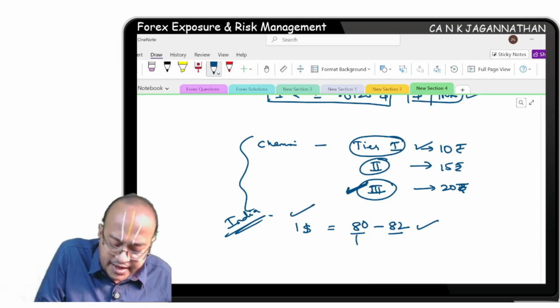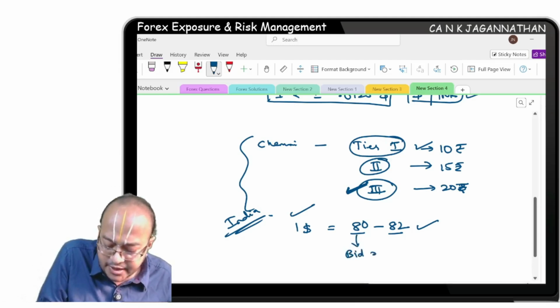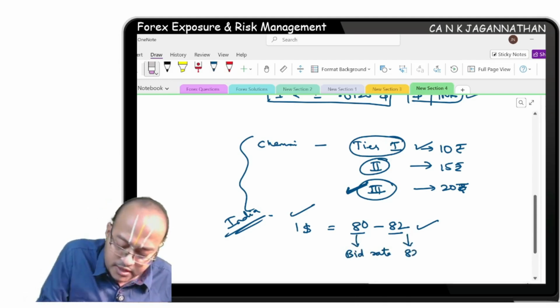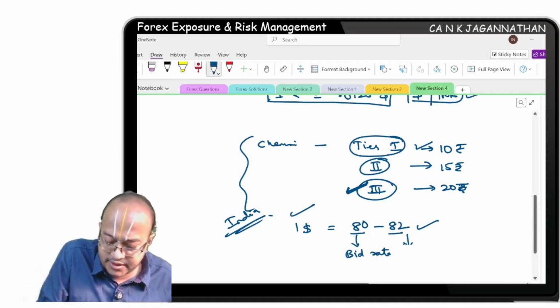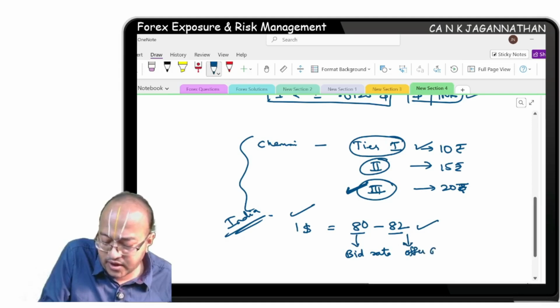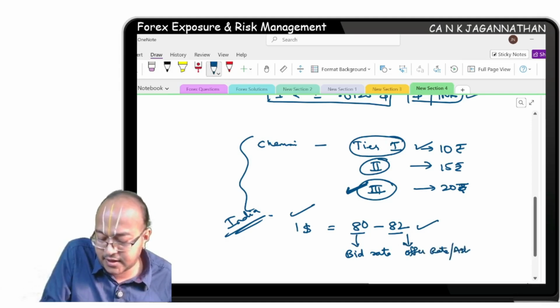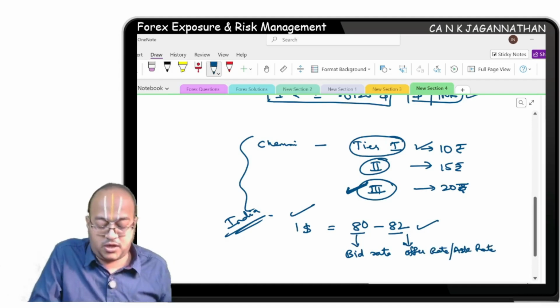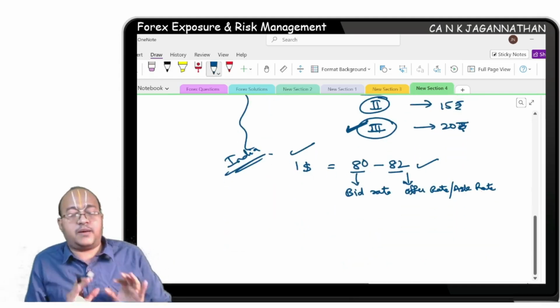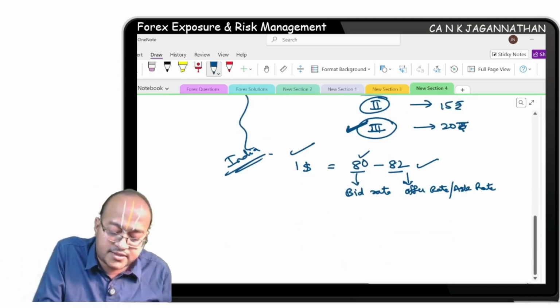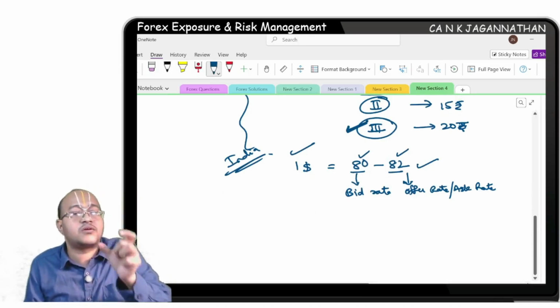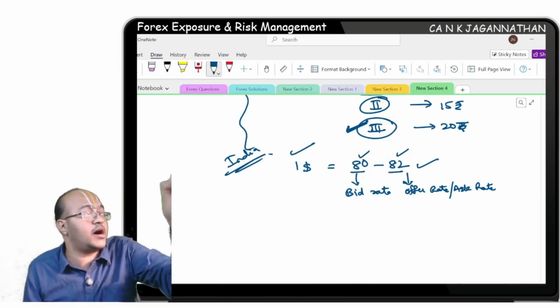Now this 80 is called the bid rate, and this 82 is called the offer rate or ask rate. Are you all listening? Okay. Now see what is happening. Now what is this bid rate? Sir, why are two rates given, na? The 2 rupees in between will be the margin for the dealer.